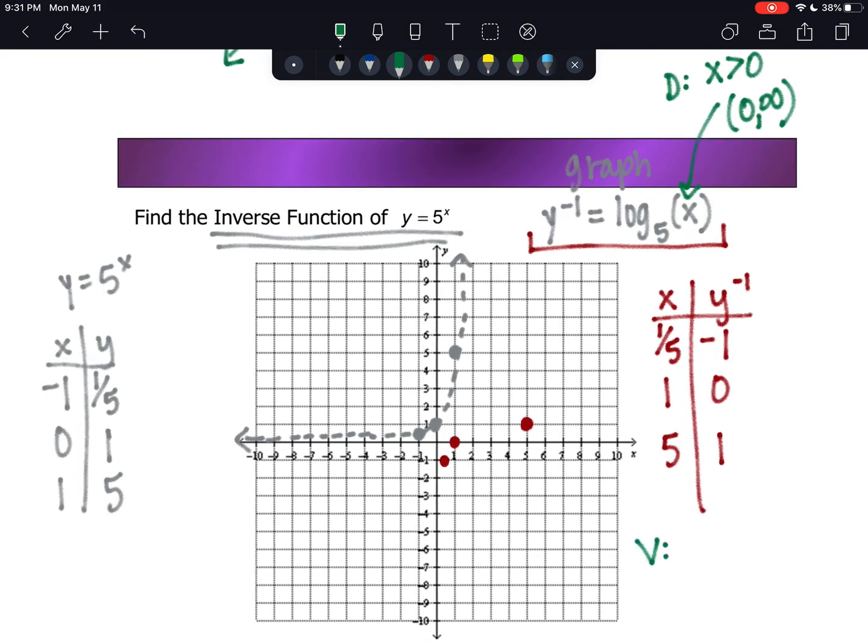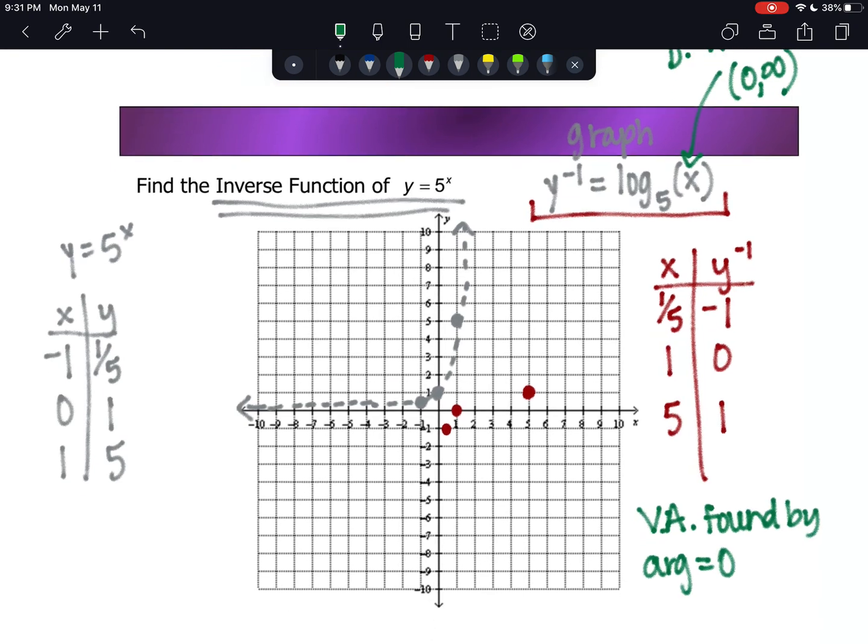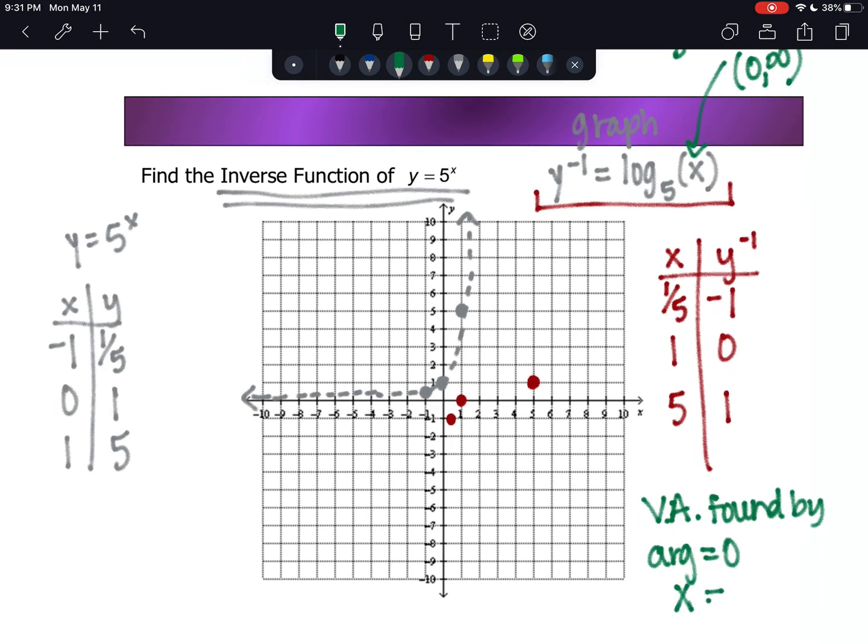My vertical asymptote is found by setting the argument equal to 0. So in this case, the argument is x. X equals 0 is going to be my vertical asymptote.